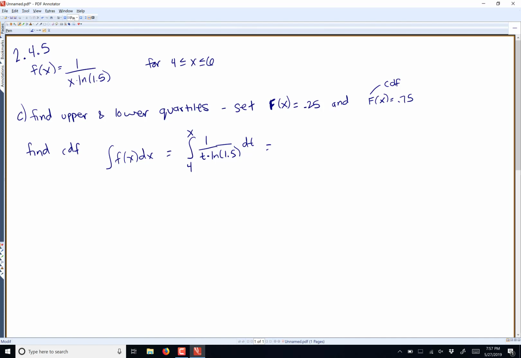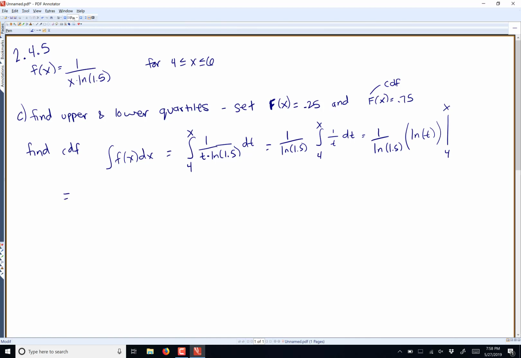But let's try. So the integral of 1 over t, well, first of all, the 1 over natural log of 1.5 might be throwing you off. So you can just bring that out. So 1 over natural log of 1.5 times the integral from 4 to x of 1 over t dt. Now from calculus, you might remember the integral of 1 over x is just natural log of x. So we're still going to have 1 over natural log of 1.5 times natural log of t. And we need to evaluate that from 4 to x.